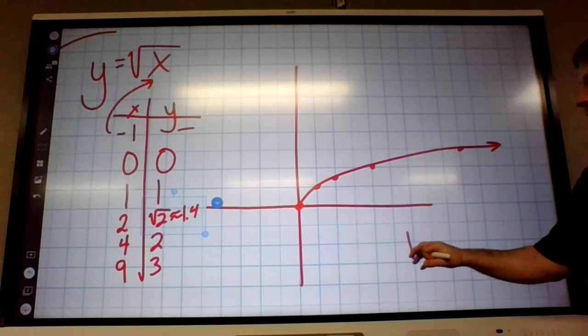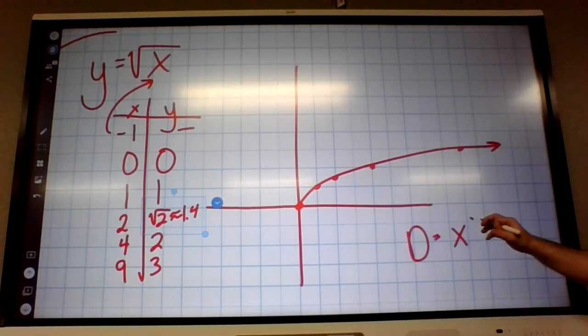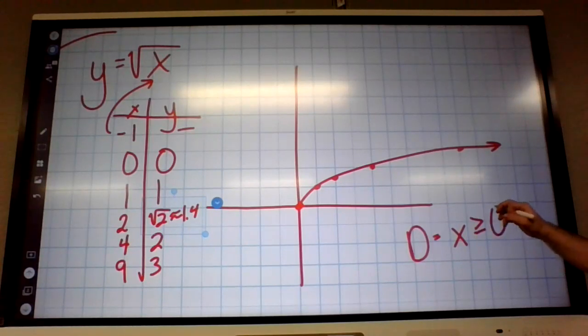So the domain for number 1 is x. Is 0 included? Yes. X is greater than or equal to 0. You didn't have to graph that, but actually number 9.